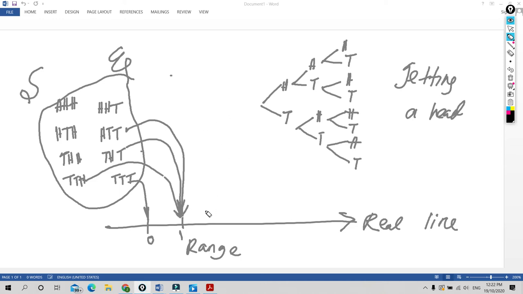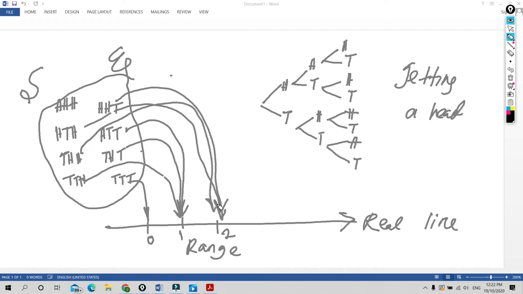Then we have two heads. Here it is referred to as two heads, this is two heads, and this is also two heads. The last one is three heads. This refers to three heads. So this thing is known as a random function X. Okay, random function X.